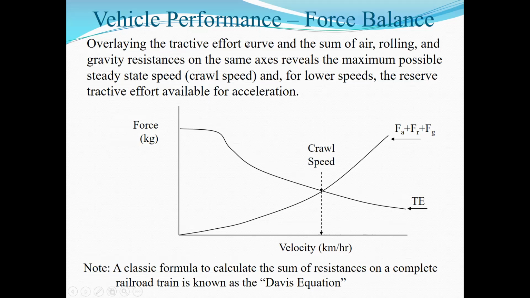Overlaying the tractive effort curve and the sum of air, rolling and gravity resistance. So you could see air, rolling and gravity resistance are charted here, the second curve, and where these two curves meet, that's what we call the crawl speed. At that speed, the tractive effort is balanced out by all the resistance, okay? And then the truck, or the locomotive, can move at that constant velocity, okay? We use the Davis equation to do that.